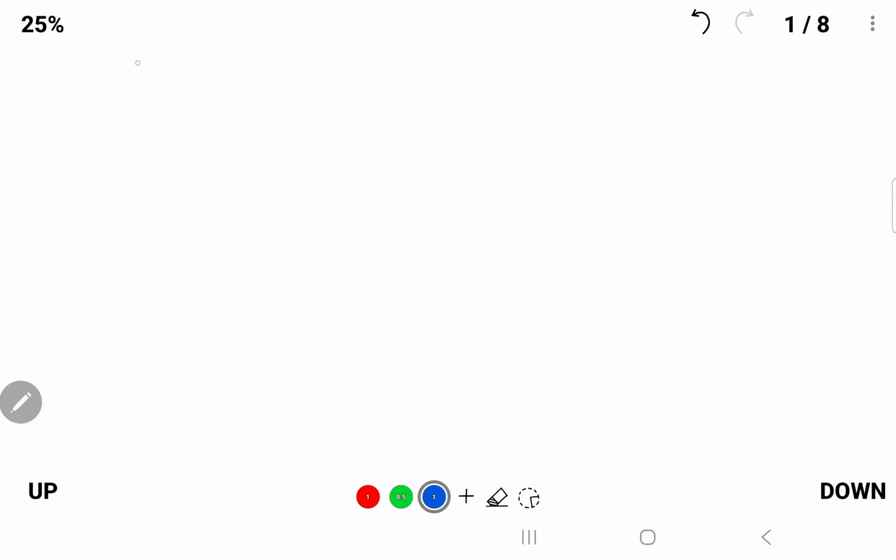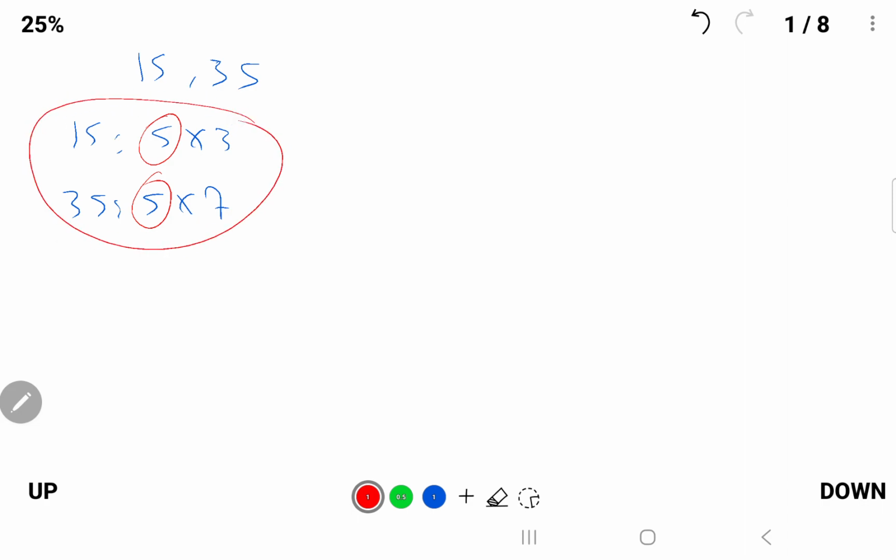Now first, let's say we have 15 and 35, and we need to find the greatest common factor. The first step is prime factorization. 15 is 5 times 3, and 35 is 5 times 7. Now 15 and 35 have 5 as a common prime factor. So the GCF is equal to 5.